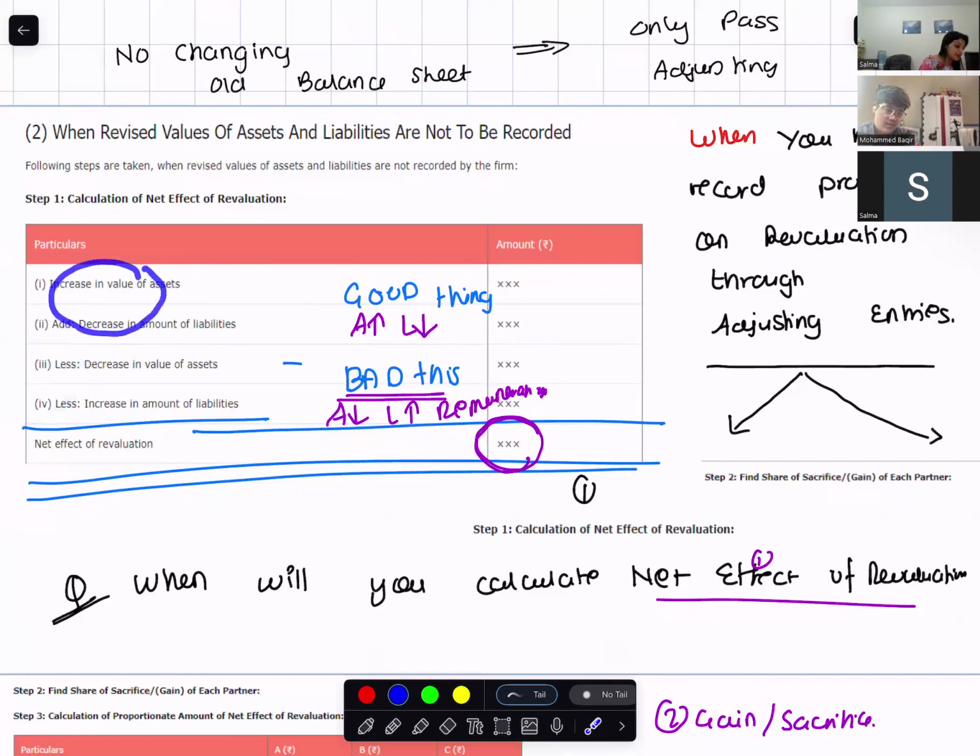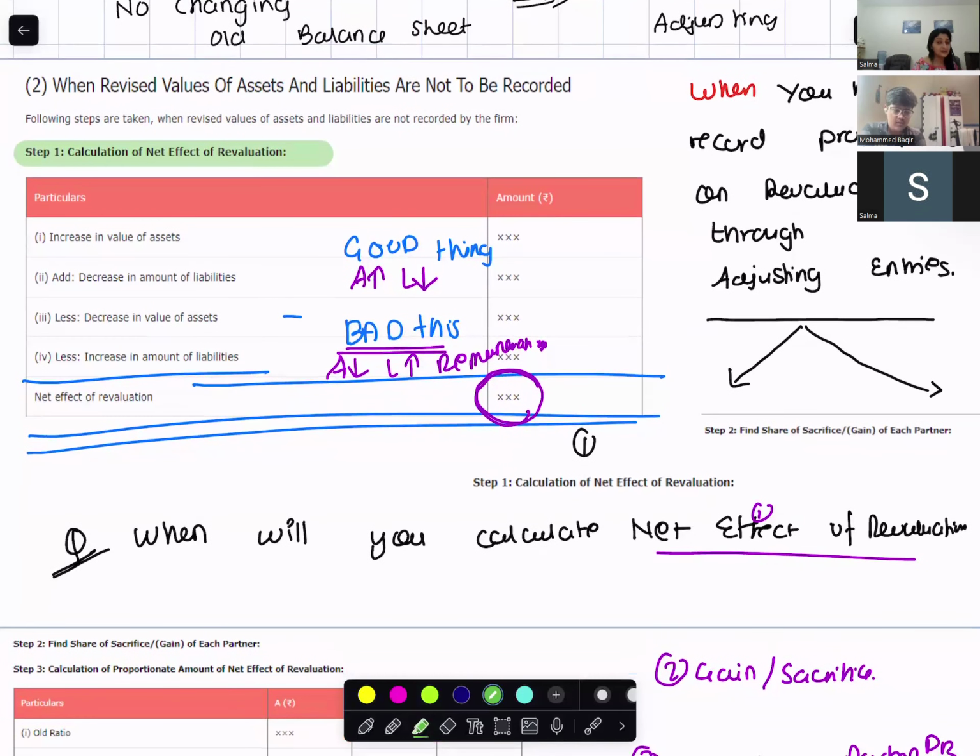Step number one is we'll first calculate the net effect on revaluation. So the first thing that you will do, when you don't want to record the new balance sheet at new values but you have the profit or loss on revaluation through adjusting entries, is first calculate the net effect of revaluation. How do you calculate the net effect of revaluation? Good things minus bad things.